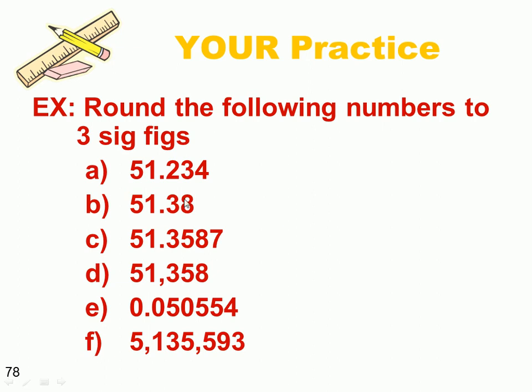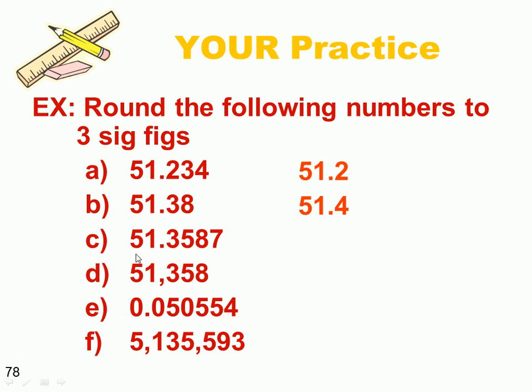For letter A, I'm going to start from the leftmost sig fig and count 1, 2, 3. The 2 is going to stay a 2. It's not going to round up to a 3. And I report this using 3 significant figures like so, 51.2. For the second example, 3 sig figs would be 1, 2, 3. The 3 is then going to either stay a 3 or round up to a 4. Since it's sitting next to an 8, it rounds up to a 4. I have 51.4.